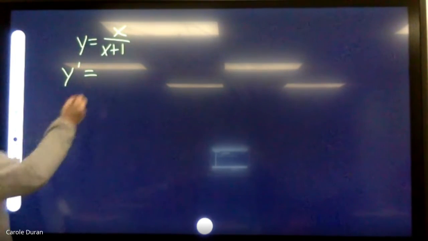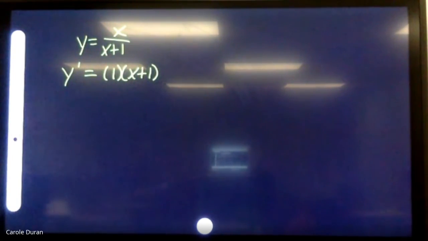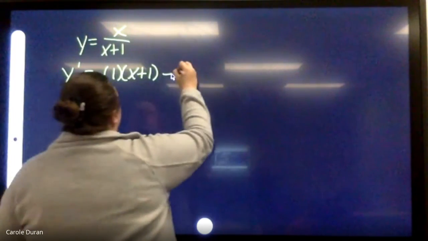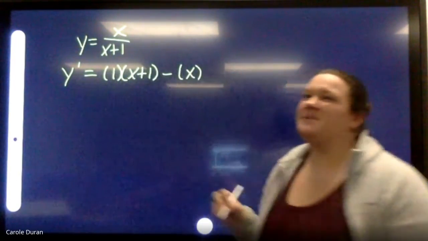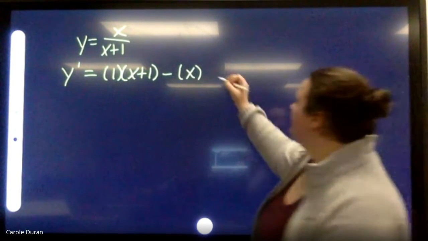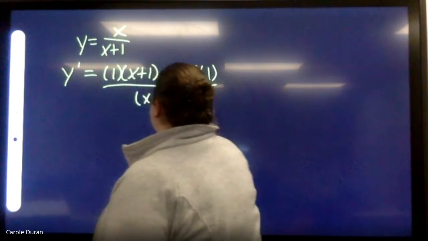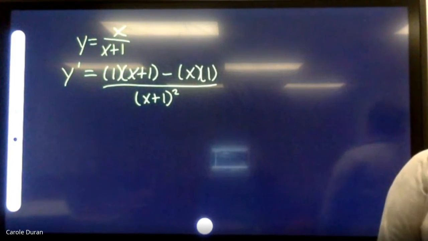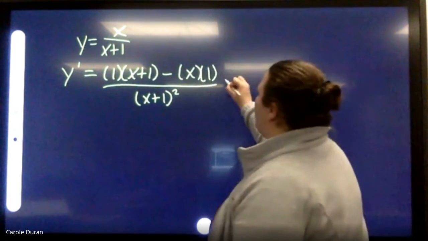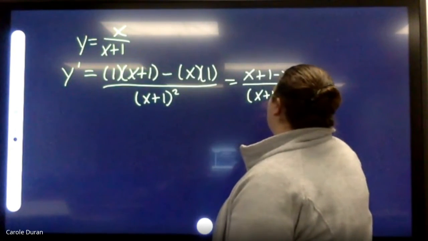When we do this, let's make sure we remember how to do it, so we're going to talk our way through it. I take the derivative of the numerator, which is 1, times the original denominator, which is x plus 1, minus the original numerator x, times the derivative of my denominator. What's the derivative of x plus 1? 1. And then all of that over my denominator squared. From here, I just simplify a little bit. Distribute the 1. I get x plus 1 minus x over x plus 1 squared.